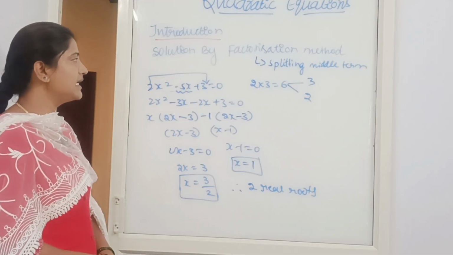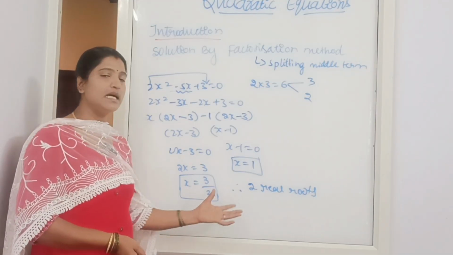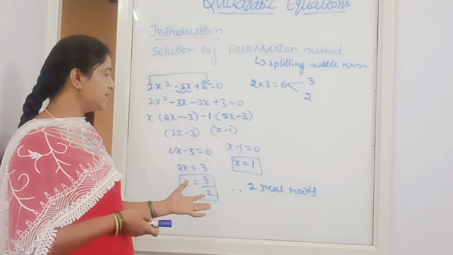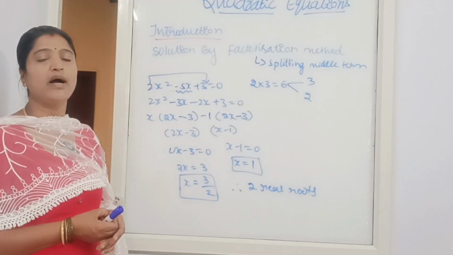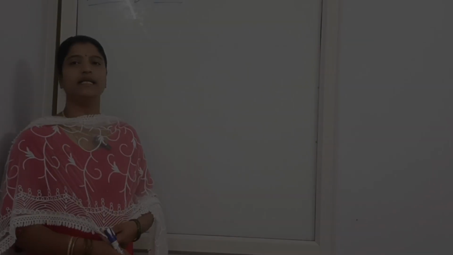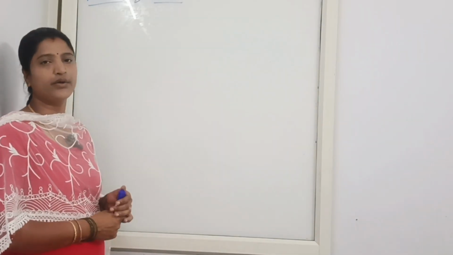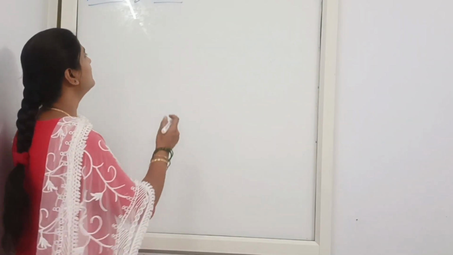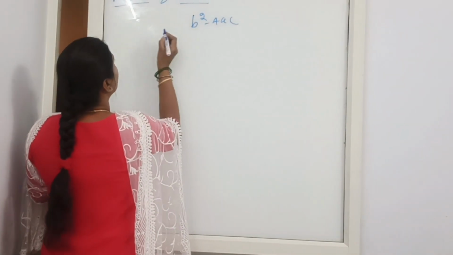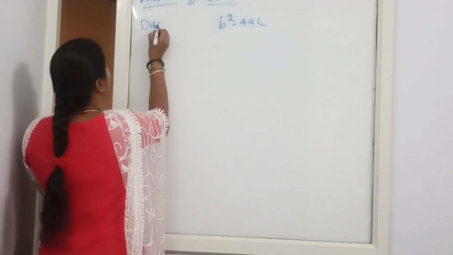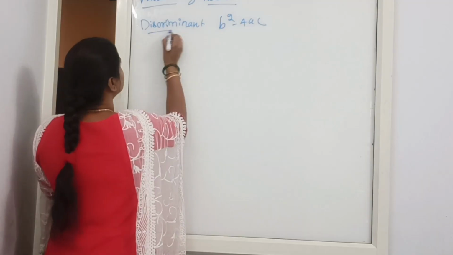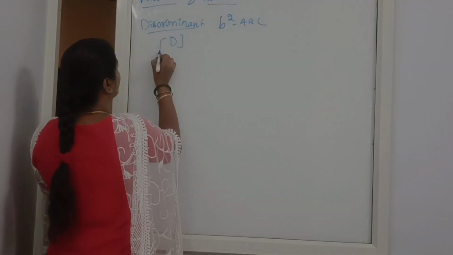Clear? And let us understand the nature of the roots. Here I said solutions are roots. So based on the nature of these roots, we can justify what kind of roots or solutions they are. Let us understand the nature of the roots. The nature of the roots depends on b square minus 4ac, and this is named as the discriminant, or capital D.